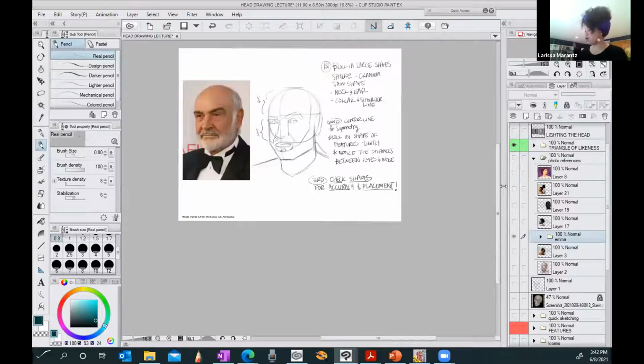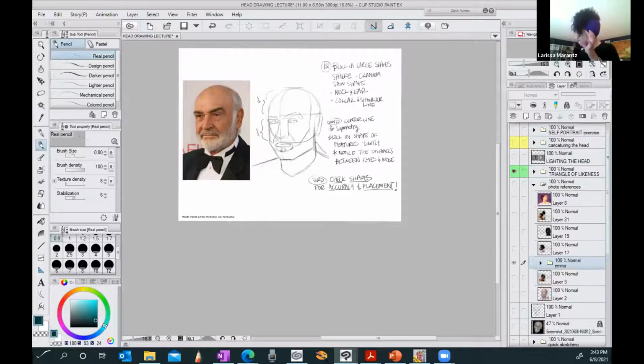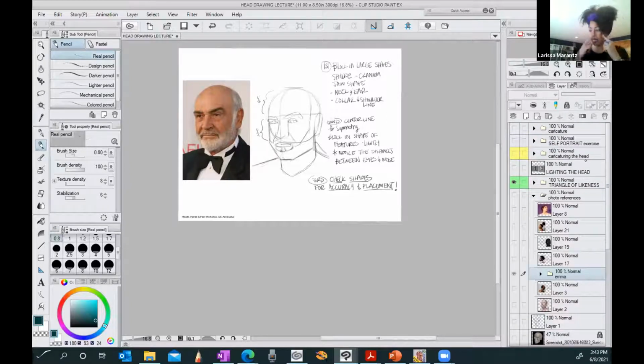Okay, triangle of likeness. The triangle of likeness is what you need to get when you're doing a portrait so that you can capture the actual likeness of a person. And that triangle of likeness is literally, I'll show it in the next slide, the distance between the outer eyes and the nose.